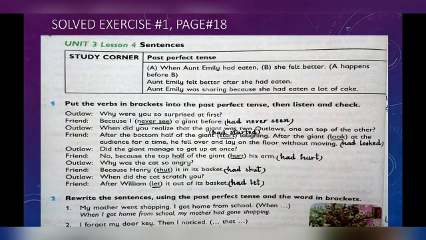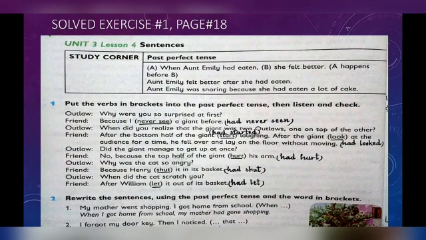Outlaw: did the giant manage to get up at once? Friend: no, because the top half of the giant had hurt his arm. So before hurt we will write the helping verb had, and the third form of hurt is hurt, the same: had hurt. Then Outlaw: why was the cat so angry? Friend: because Henry had shut it in its basket. The first, second and third forms of shut are all shut, so we will put only had shut.